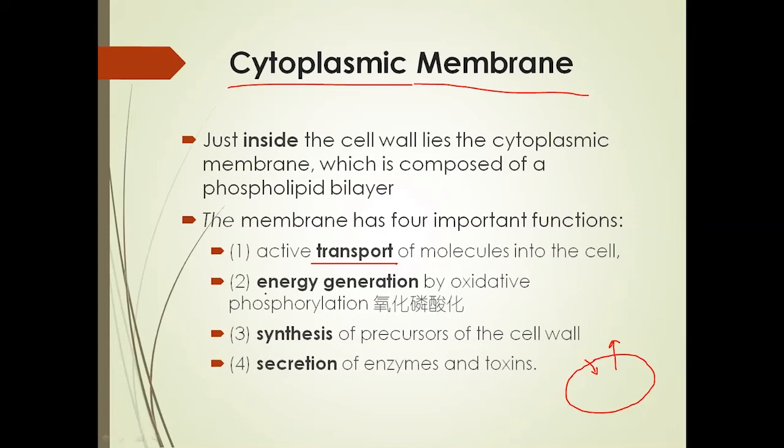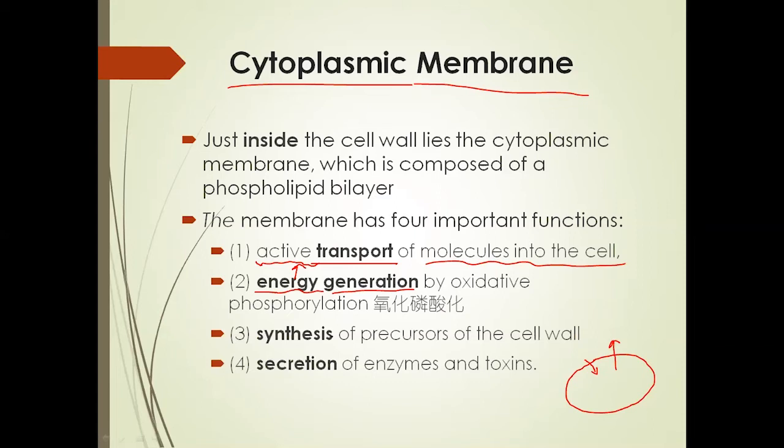Another function is that they can generate energy. Some materials passing through the cell membrane need energy, so that kind of transport we call active transport. Active transport means they need to use energy. So where does the energy come from? It is produced by the membrane. They can produce some energy and then use it for the transport.